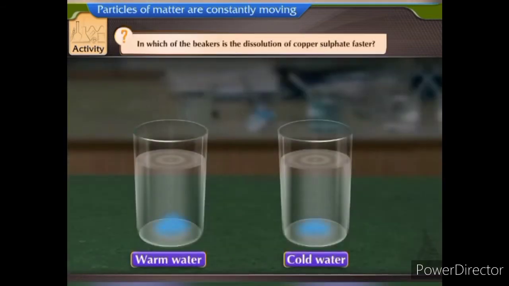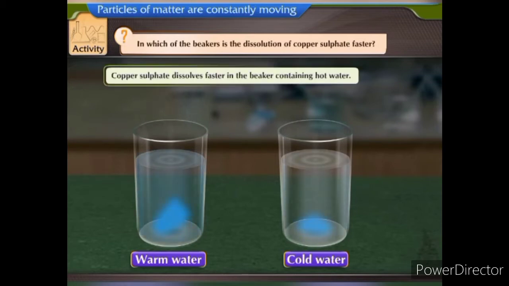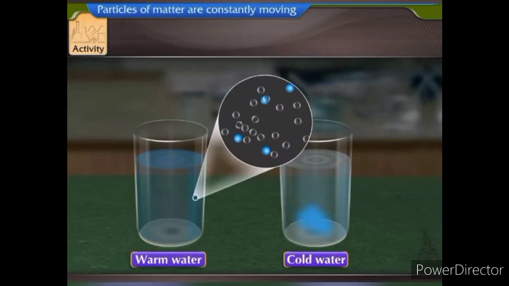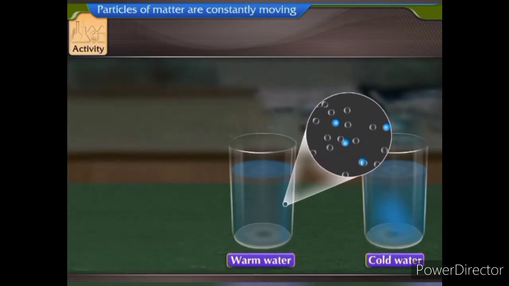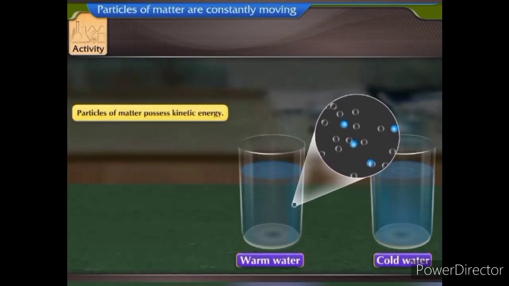In which of the beakers is the dissolution of copper sulfate faster? Copper sulfate dissolves faster in the beaker containing hot water. On heating, the particles of water and particles of copper sulfate gain kinetic energy and move faster. Due to faster movements, they mix with each other quickly. This proves that particles of matter possess kinetic energy.